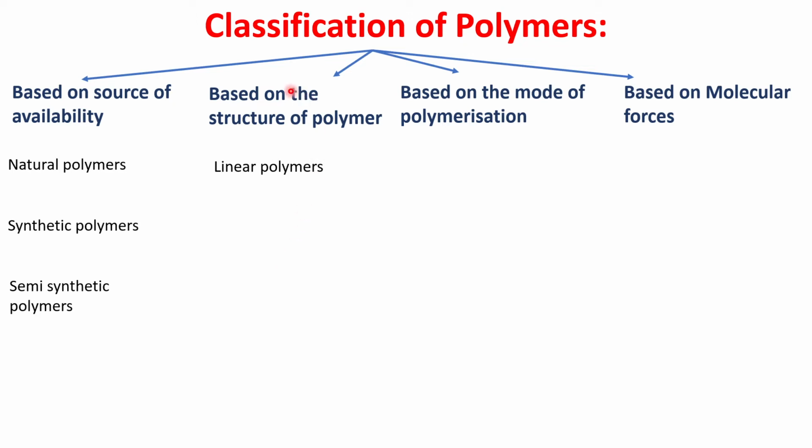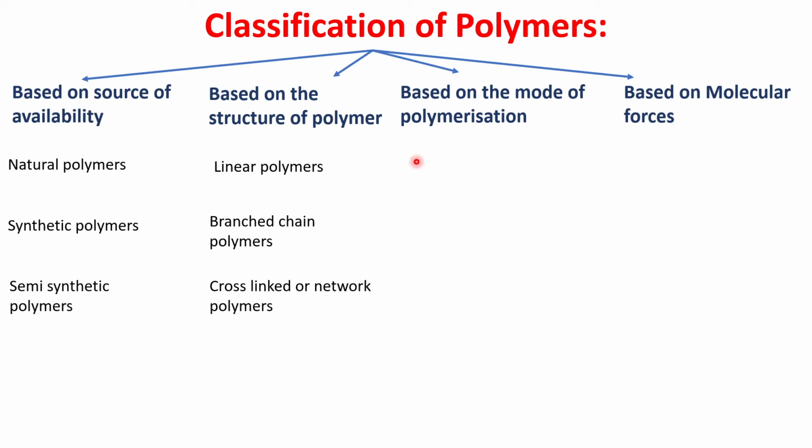Coming to the second category, that is based on the structure of polymers, that is how monomers are attached. If the monomers are attached in a linear fashion, that will form linear polymers. If they are attached in a branched fashion, there will be a branched chain polymer. And if there is so much cross linking between the polymers, then it will be called a cross linked or network polymer.